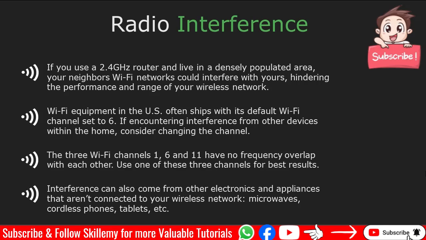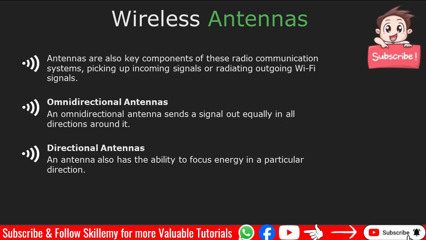The last topic I want to cover in this video is wireless antennas. Antennas are also key components of these radio communication systems. There are two types, omnidirectional and directional. An omnidirectional antenna sends a signal out equally in all directions. A directional antenna sends a signal out in one direction.